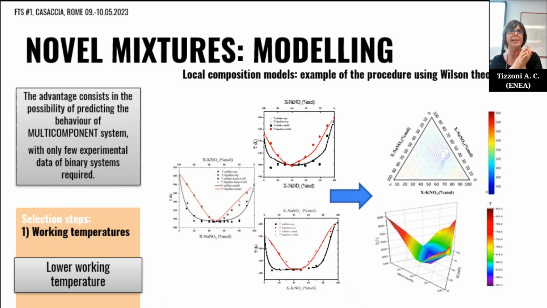So starting from the coefficients of binary phase diagrams that are very easy to find, even in literature, it is possible to obtain a multi-component phase diagram. Here, for example, we obtain a ternary phase diagram, and detect the low melting zone, from which to select the right composition and start synthesizing new mixtures. So the advantage of this approach is the possibility of predicting the behavior of a multi-component system with only a few experimental binary data.